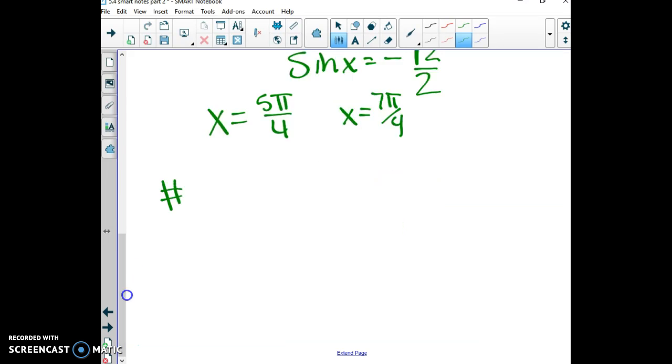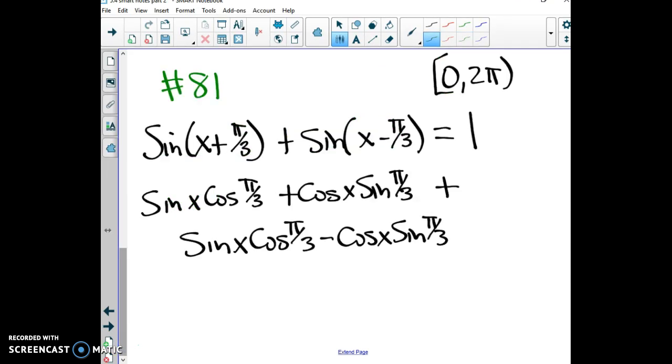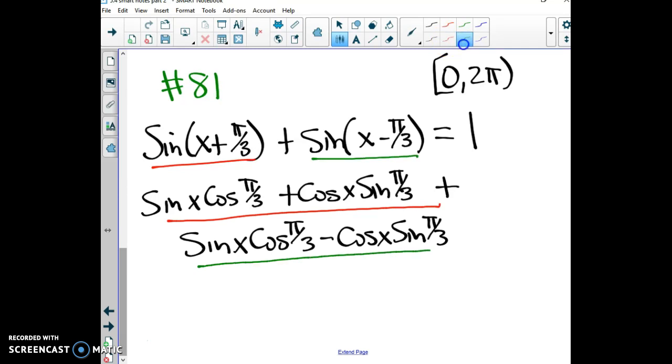You guys try number 81 and come back and check your answer. 81, very similar to the last one we did. So sine x cosine pi thirds, we're going to simplify. This whole thing is happening here. We're looking for common terms. Positive cosine x sine pi thirds is going to cancel out there.